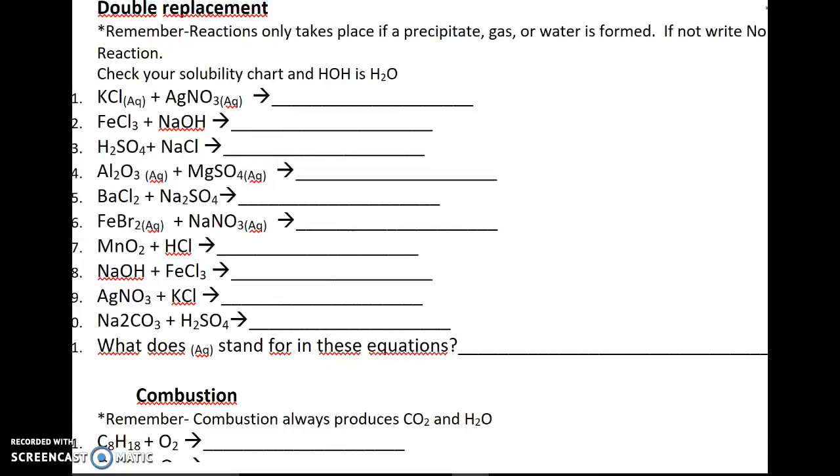Not all of these have the notations in the equations. That's what our AQ stands for here. This is an aqueous solution dissolved in water. So we're going to go ahead and do number 2 here.